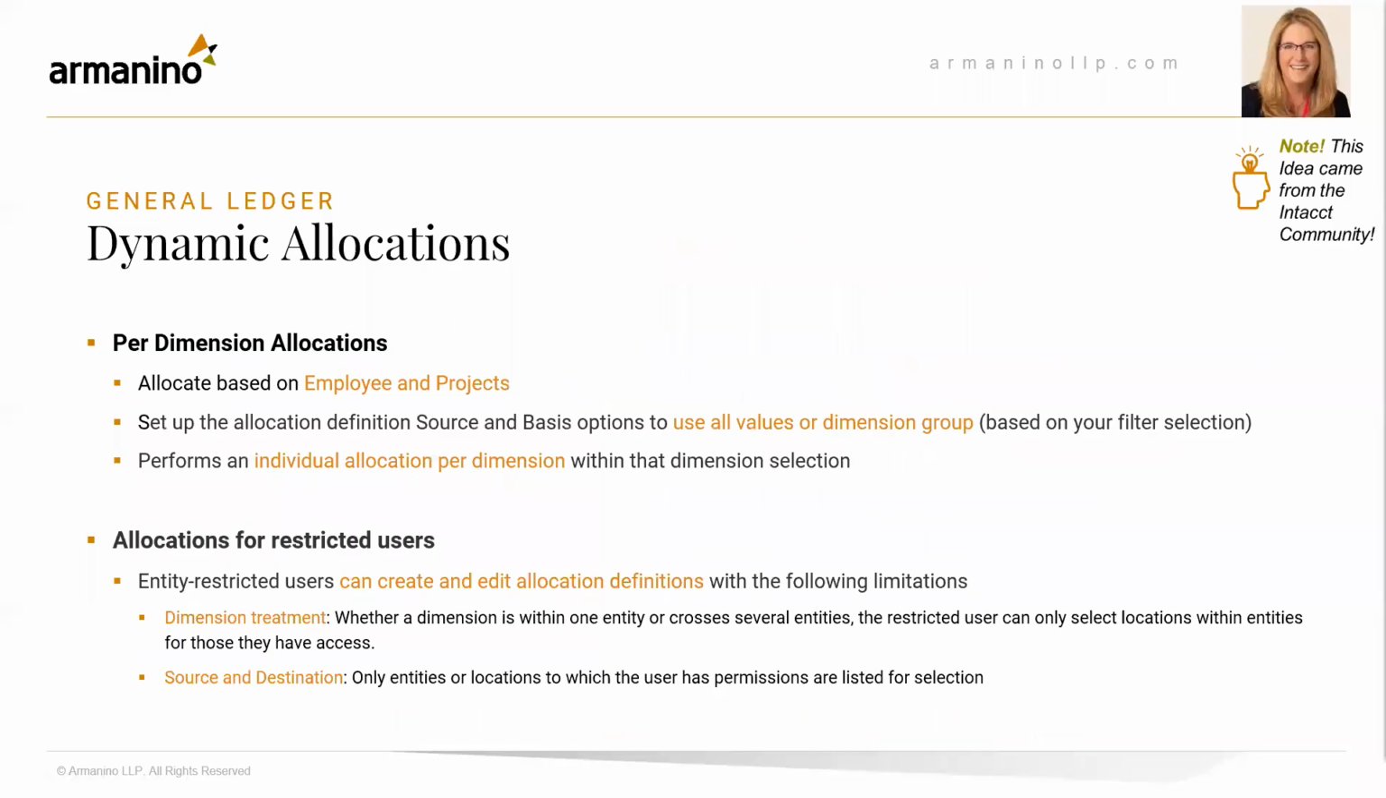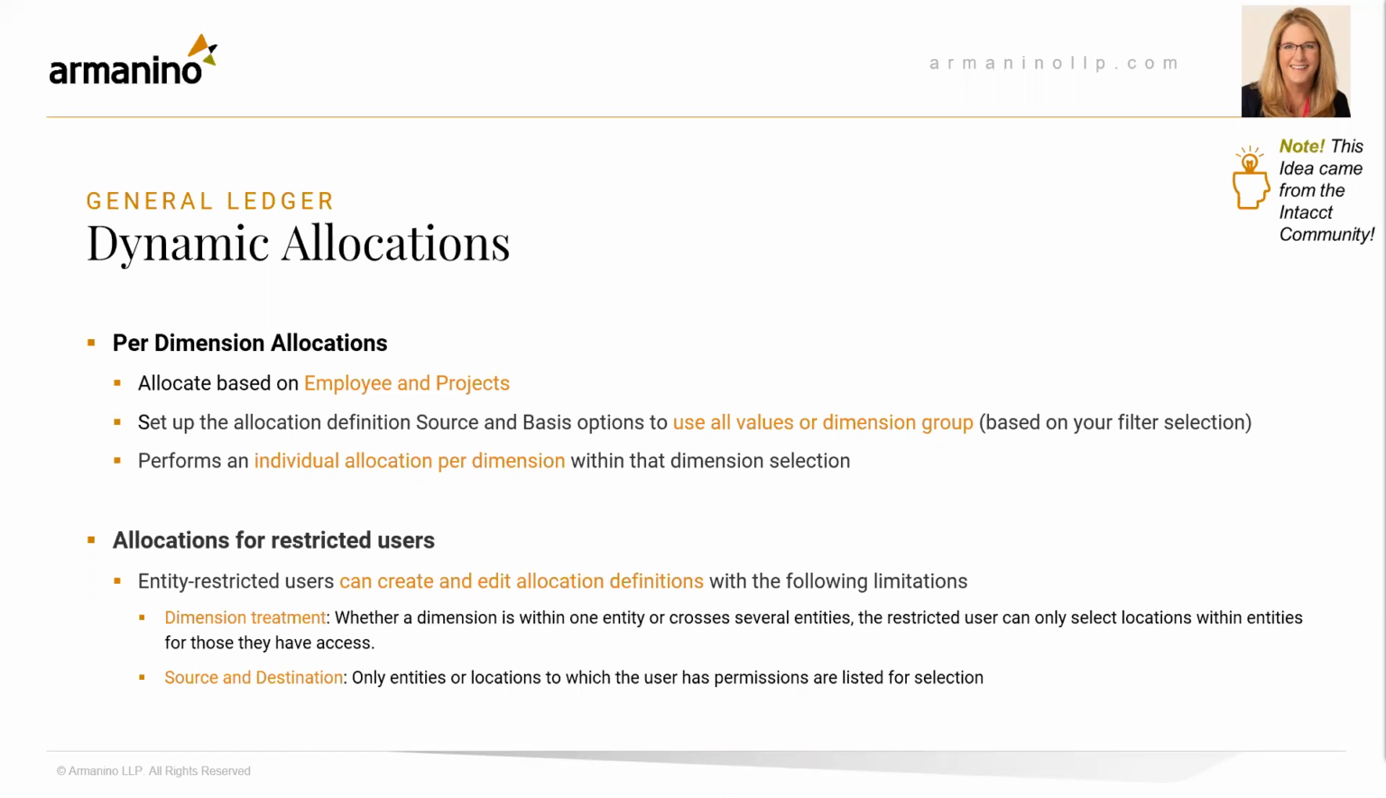All right, general ledger. General ledger for dynamic allocation. This idea came from you guys. I don't know if you all know that when you go into community and you add ideas or you vote on ideas, that definitely drives how quickly they put things on the roadmap. So per dimension allocations, you can now allocate your dimension allocations based on employee and projects. This is exciting because previously you had to use statistical accounts for things like headcount.